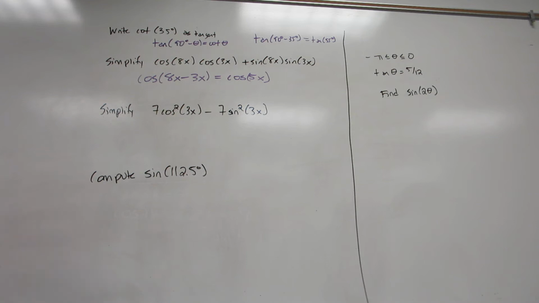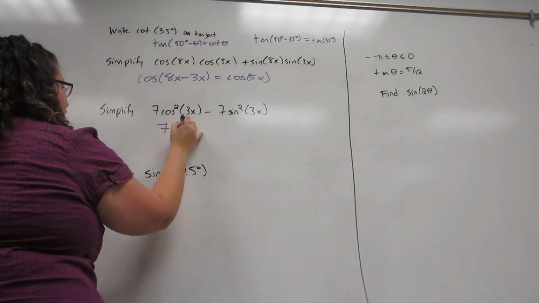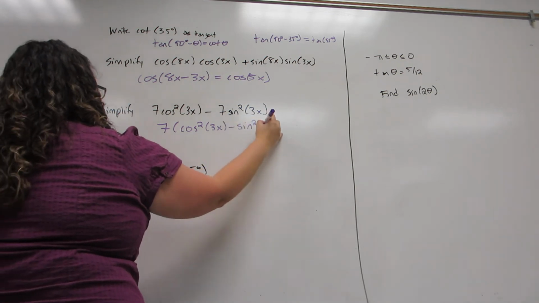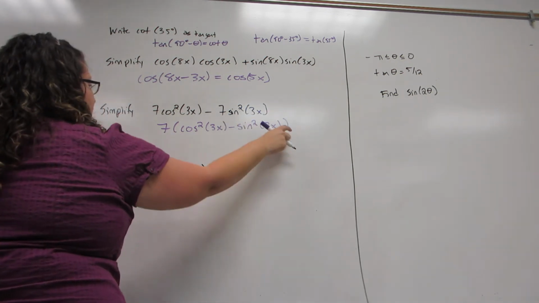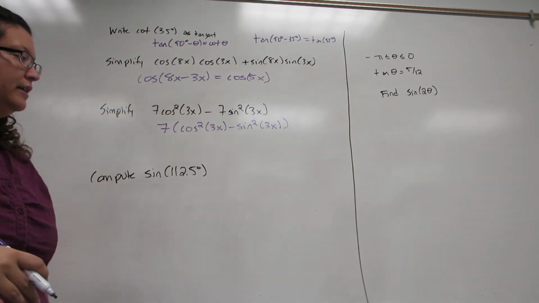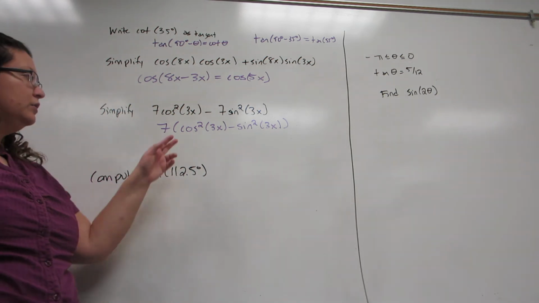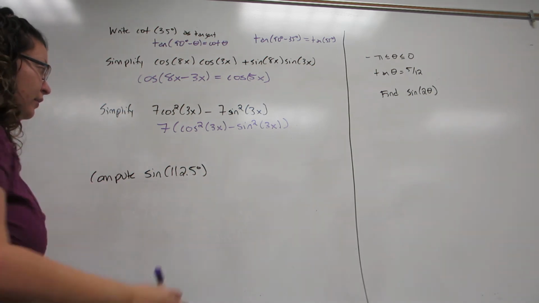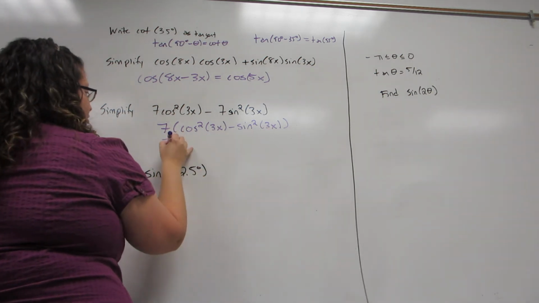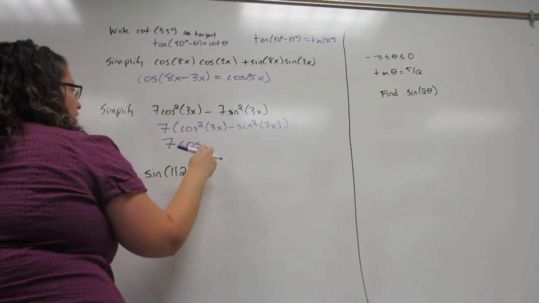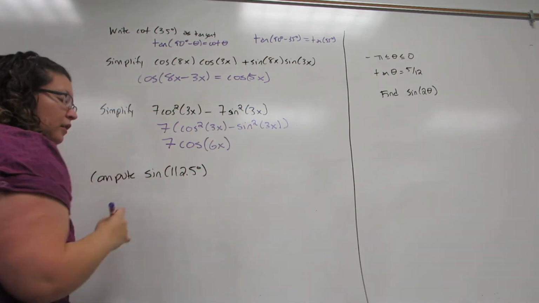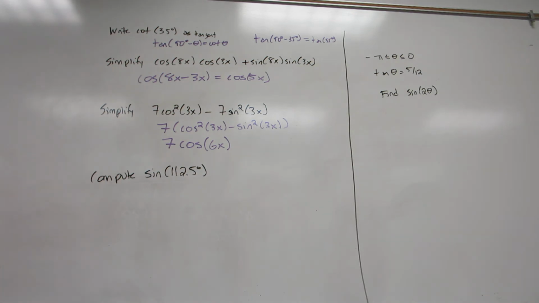Okay. Now, this one I would also like to simplify. I noticed, first of all, that I could factor the 7. And then I say, this part in the parentheses, which trigonometric identity does it look most like? Cosine squared minus sine squared, that looks like the double angle for cosine. And as long as the angles match, okay, it'll be cosine of twice whatever's in there. So cosine of 6x. Okay?